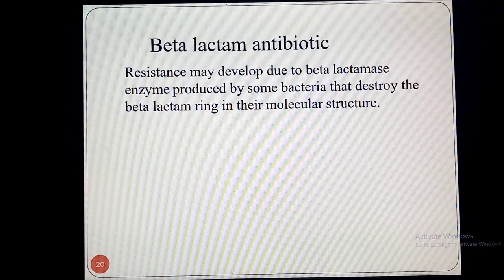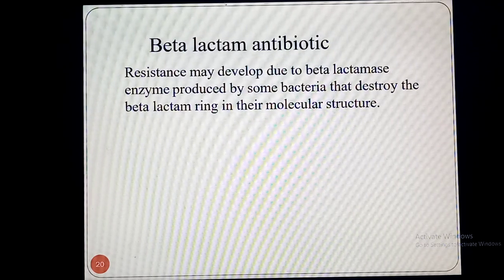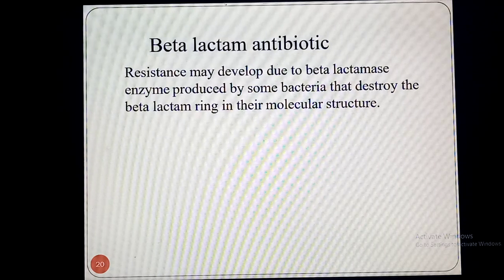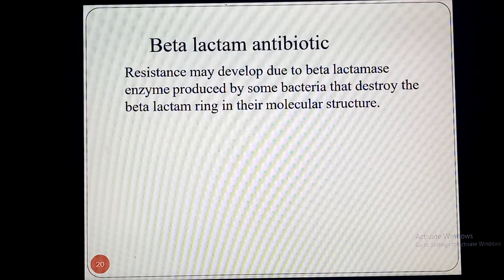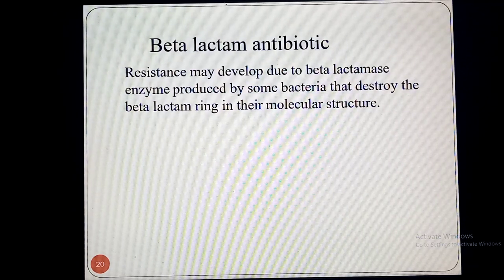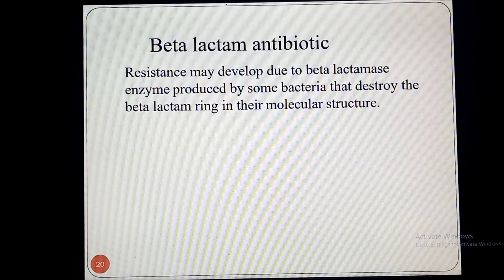Now, regarding beta lactam antibiotics, there are some problems nowadays. It is very common that most of the drugs are resistant. In this case, beta lactam antibiotic resistance may develop due to beta lactamase enzymes. These enzymes are produced by some bacteria and can destroy the beta lactam ring in their molecular structure. So we can say that this resistance may be developed due to beta lactamase enzymes.